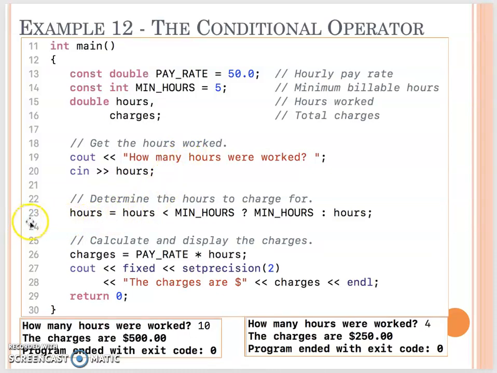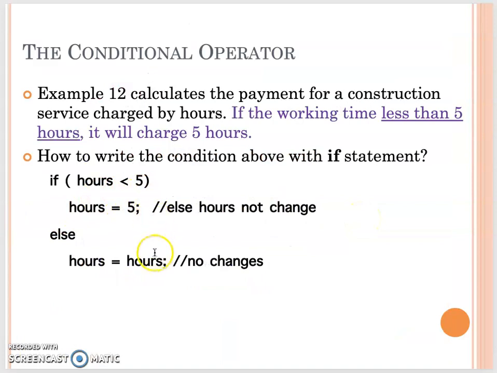So that's why here in line 23, that's our if-else statement from earlier, but now we change it to the conditional operator. Like we said earlier, we want to update the hours. So the hours equal, and then the whole thing is a conditional operator. We check the hours the user entered: is this less than the minimum hours? If that is less than 5, then we need to assign 5. Otherwise, we don't change. So that's the conditional operator we had earlier.